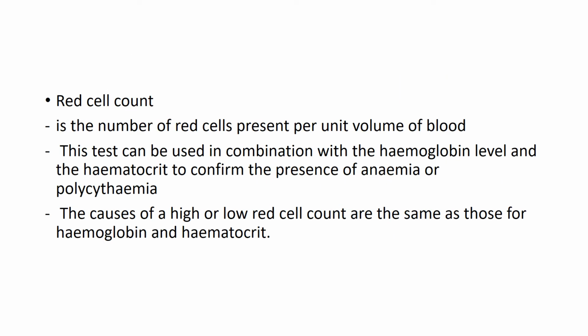Red cell count is the number of red cells present per unit volume of blood. This test can be used in combination with the hemoglobin level and the hematocrit to confirm the presence of anemia or polycythemia. The causes of a high or low red cell count are the same as those for hemoglobin and hematocrit.